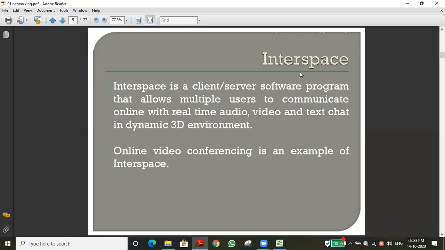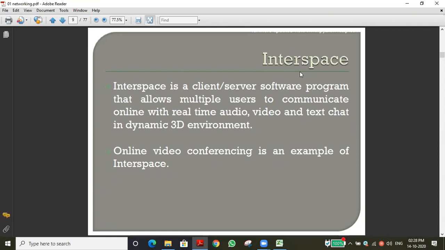So the space is there, no? Space means we have a particular channel. Others cannot join unless we add them, or unless they make a phone call. Correct? We are communicating among ourselves. Yes, so it is our personal space. Likewise, this term is called interspace.